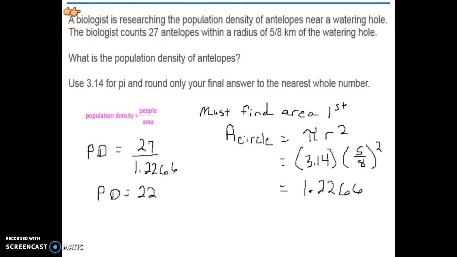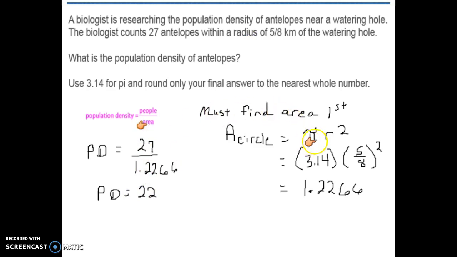The next one is a little bit different. You're going to use the same formula. The population density is people, or in this case, antelopes, divided by an area, except they don't give us the area. So if you look, we've got a biologist researching the density of antelopes near a watering hole. He counts 27 antelopes within a radius of 5/8 kilometer of the watering hole. So they've given you the radius. So what we have to do first is find our area.